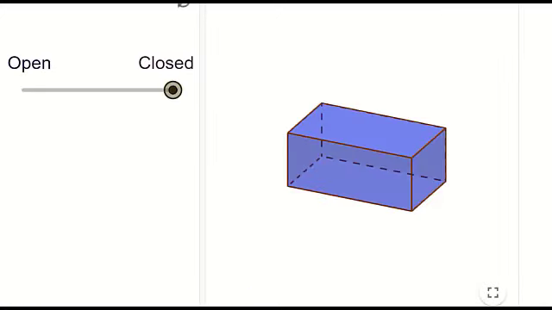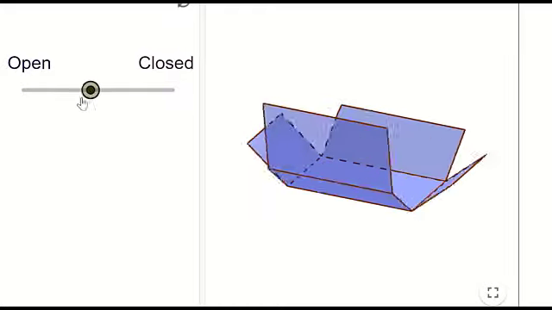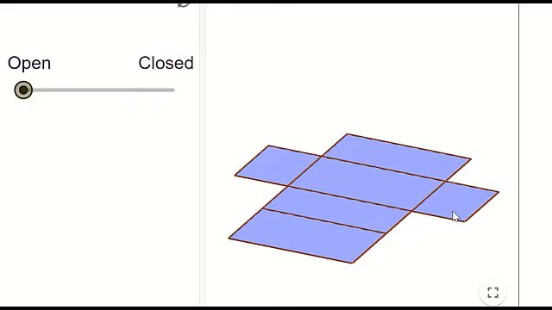The next solid, or the next 3-dimensional shape, is the cuboid. Let's discover the number of faces of the cuboid. 1, 2, 3, 4, 5, 6. So the cuboid has 6 faces, the same as the cube.